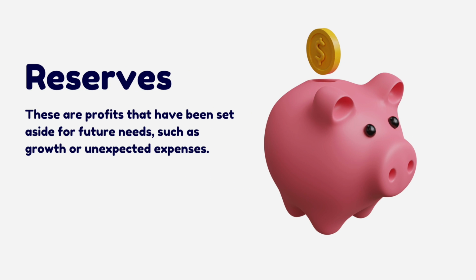Reserves. These are profits that have been set aside for future needs such as growth or unexpected expenses. Within this, we generally see retained profit, which is the profit that the business has earned but not paid out to shareholders as dividends. It's kept within the company to help with future growth. This figure comes from a company's income statement. Generally, you'll see this as the net profit figure on the income statement.